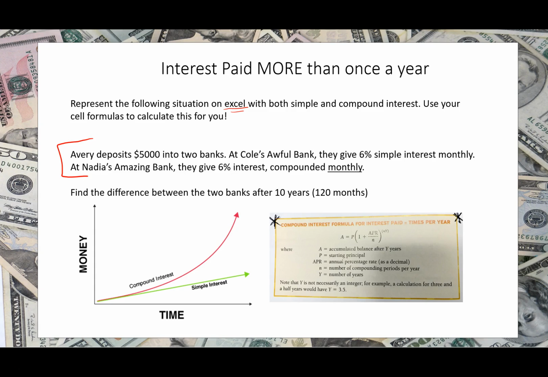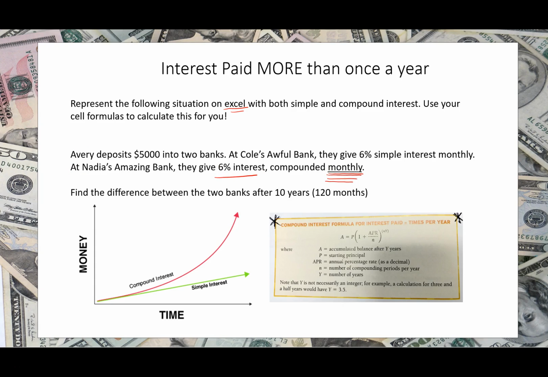All right, Avery deposits $5,000 into 2 banks. At Cole's Awful Bank, they give 6% simple interest monthly. At Nadia's Amazing Bank, they give 6% interest compounded monthly. Well, let's go ahead and do the one that we're familiar with now. The 6% interest compounded monthly.